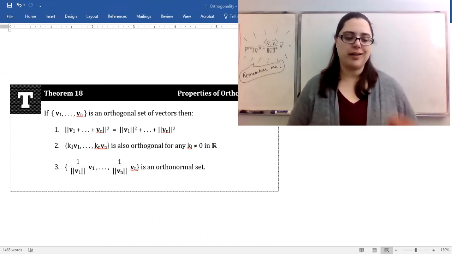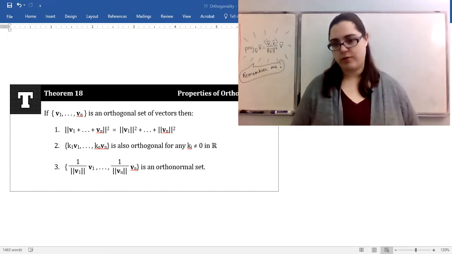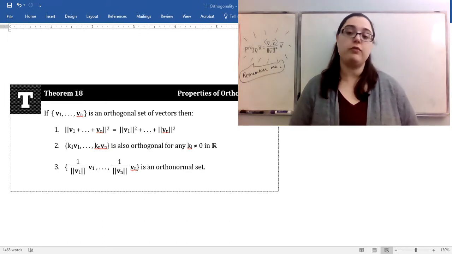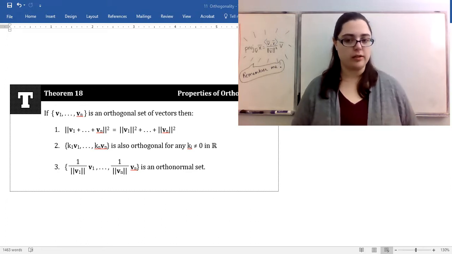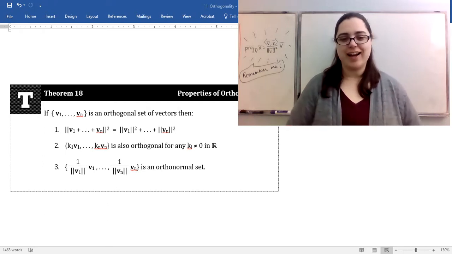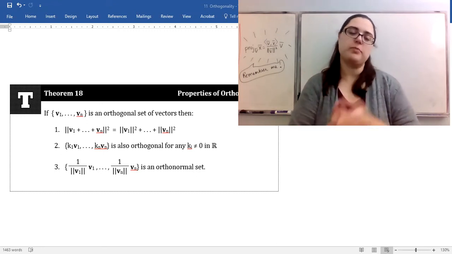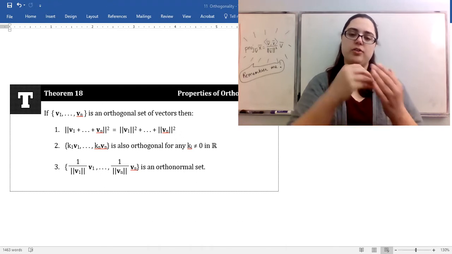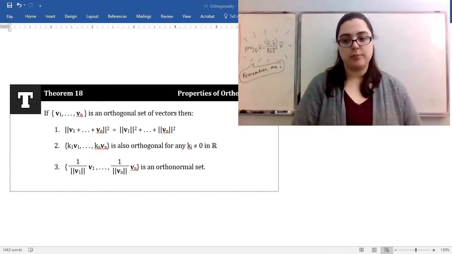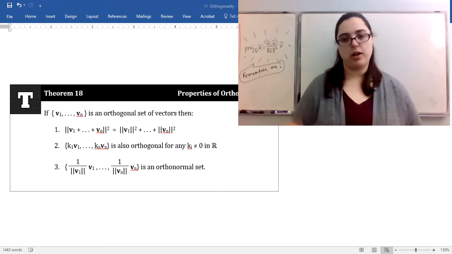Also, if I multiply the vectors in the set by any scalars that are not zero, then that set is also orthogonal. This is going to be helpful if we want an orthonormal set as opposed to just an orthogonal set. Remember, an orthonormal set is any orthogonal set of vectors that has a norm of 1. So number 3 is telling us how we can find that orthonormal set. If you take the vector and multiply by the reciprocal of its norm, then you're going to normalize that vector so it has a norm of 1. And then you'll have orthogonal vectors whose norms are all 1.